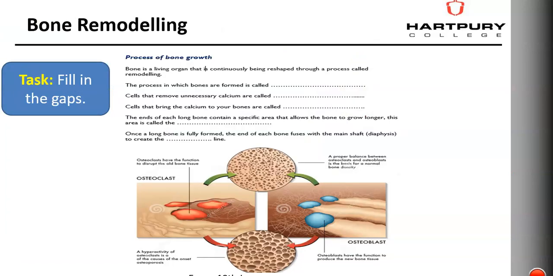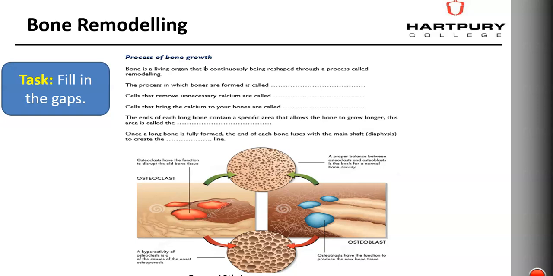So the process of bone growth then, can you remember this from last year's anatomy module? Pause the video and have a go at filling in the gaps. Right, so the process in which bones are formed is called bone remodelling or ossification. Cells that remove unnecessary calcium are called osteoclasts. Cells that bring calcium to the bones are called osteoblasts.